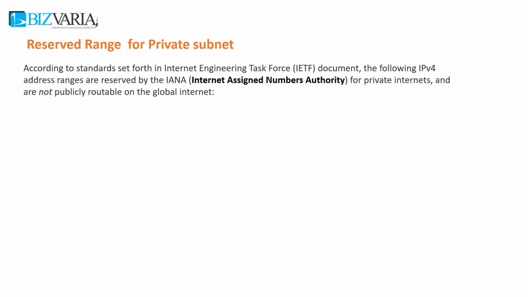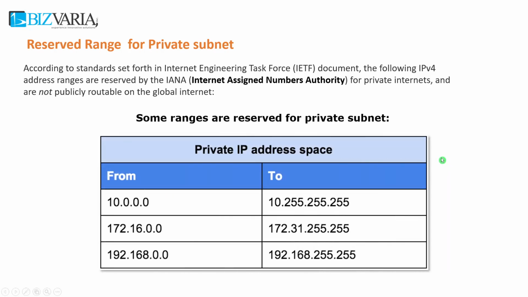According to the standard set forth by the Internet Engineering Task Force, this is the authority which sets the standard for the devices to communicate on the worldwide level of communication, at the VPC level, or zone to zone, from premises to the cloud kind of communication. This is the authority who sets the standard. So what they did, they came up with the standard: the following IP ranges will be used by the private network.